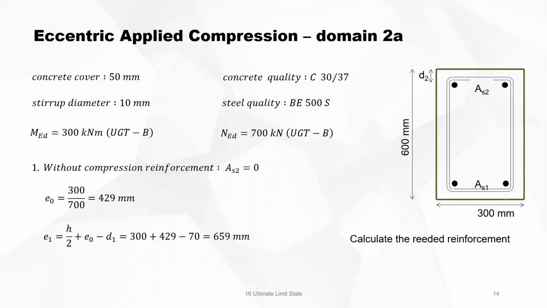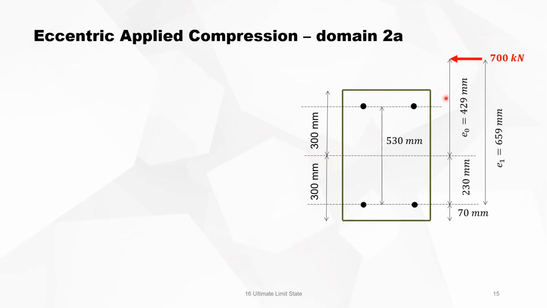Now, to give you an idea, if this is the section, and this is the middle of the section, we see that the distance between those two is 530 millimeters. The distance at the bottom is 70 millimeters. e0, the primary eccentricity for the load of 700 kilonewton, is 429 millimeters, and the 700 kilonewton has an eccentricity towards the most tensioned reinforcement of 659. So now I have a clearer picture of how it looks.